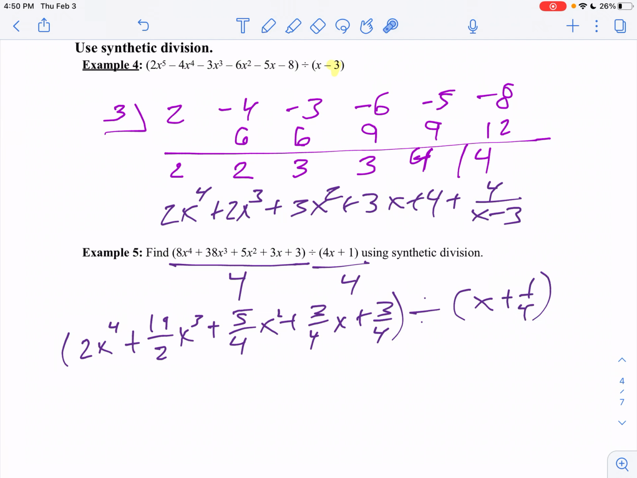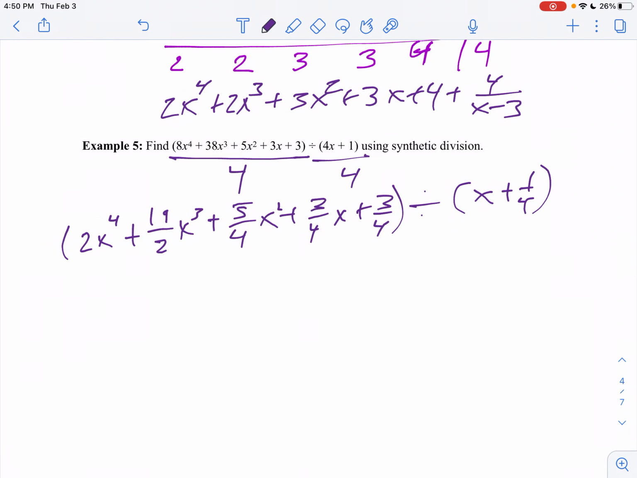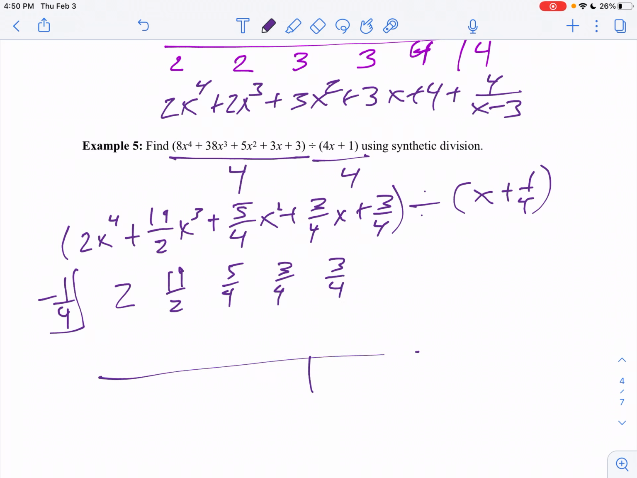Now when I write my dividend, let's make sure I got all my terms. I got 4, 3, 2, 1. So every place value is filled in. So I'm going to put my c in my box. Remember, it's x plus 1/4, so c is negative 1/4. So then I go 2, 19 halves, 5 over 4, 3 over 4, and 3 over 4. So I'm going to bring down the 2. 2 times negative 1/4 is negative 2/4, or negative 1/2.